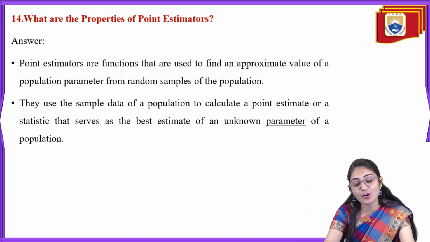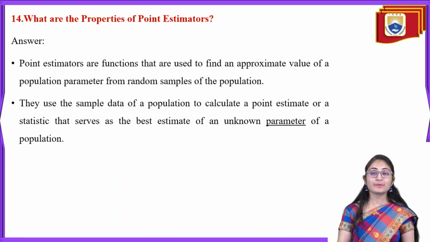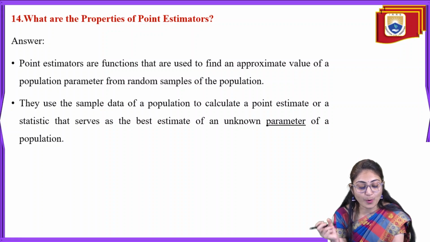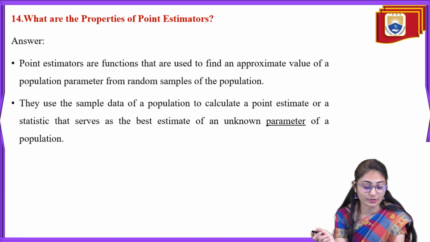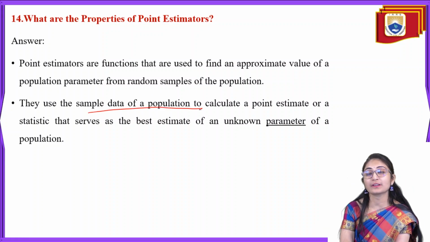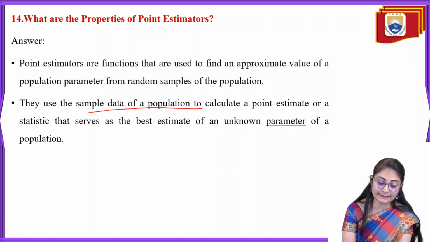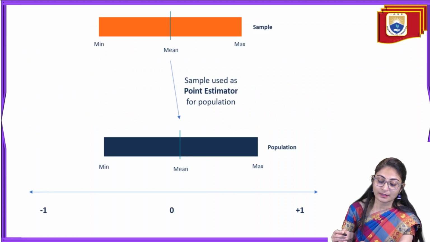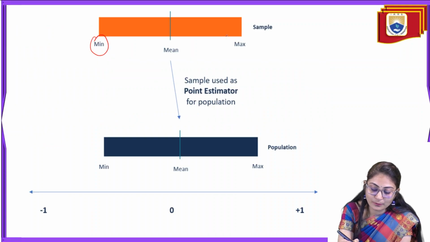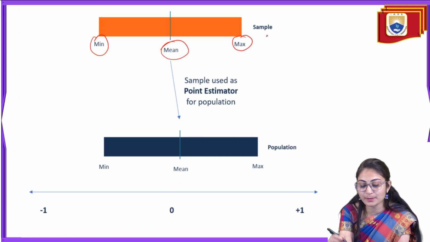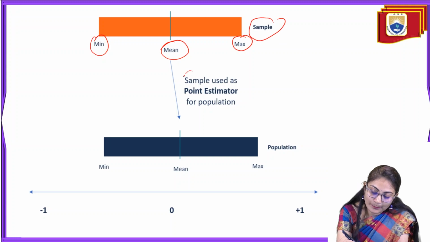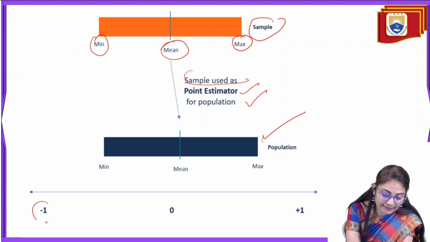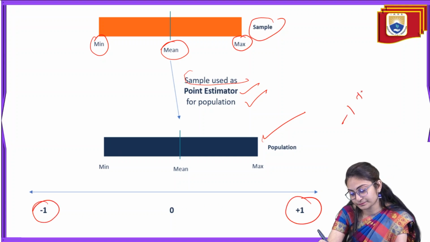Now, what are the properties of point estimators? Point estimators are functions that are used to find an approximate value of a population parameter from a random sample of the population. They use sample data of the population to calculate your point estimate or statistic, which will serve as the best estimate of an unknown parameter of the population. Here you can see the minimum value, the mean and the max value. This is your sample used as a point estimator for the population. This is your population, so that range is -1 to +1.